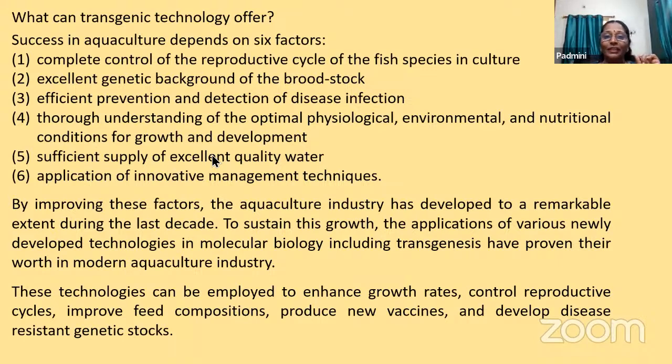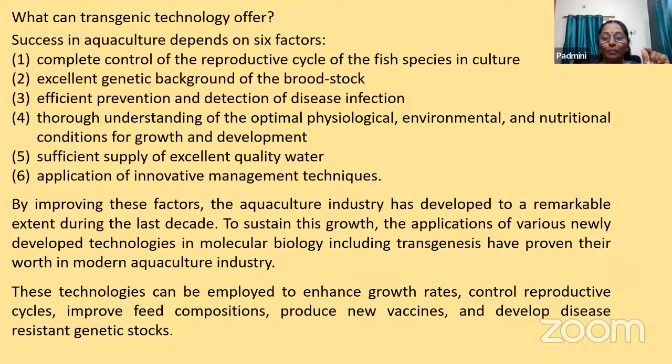Sufficient supply of excellent quality water, because water quality is the most important. Some freshwater fishes survive in water of pH 6.8 to 7.5, whereas in saltwater the pH is a little higher. So application of innovative management techniques can also be helpful in transgenic technology. By improving these factors, the aquaculture industry has developed to a remarkable extent during the last decade.